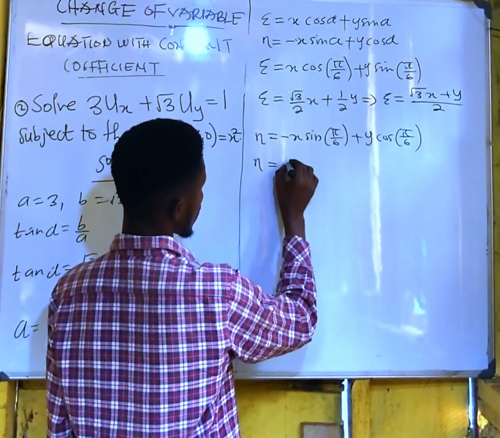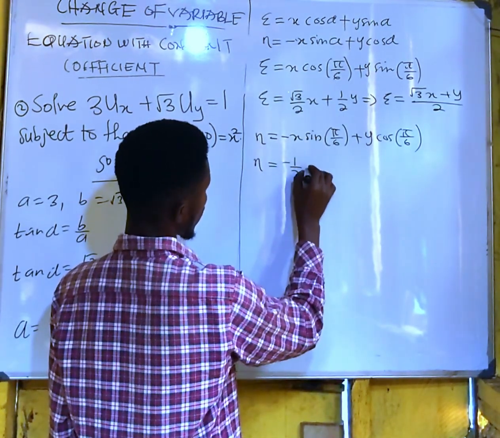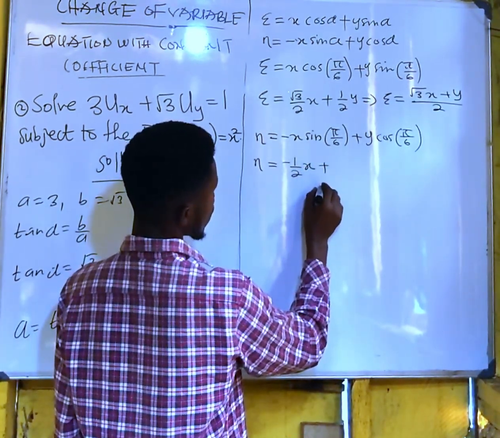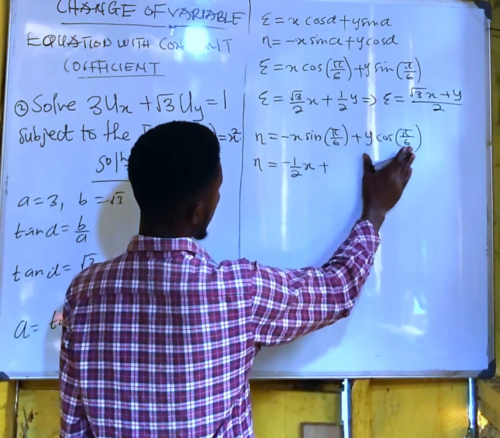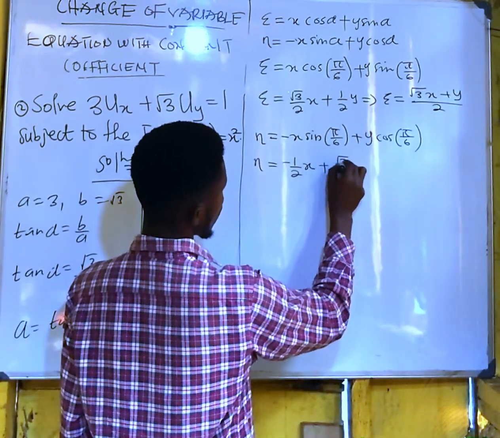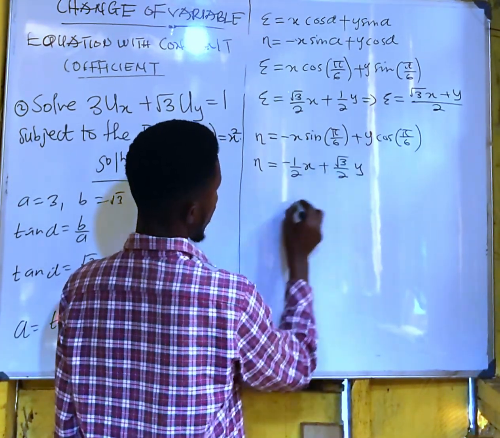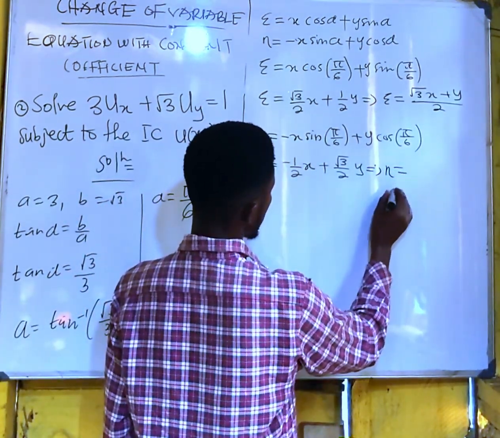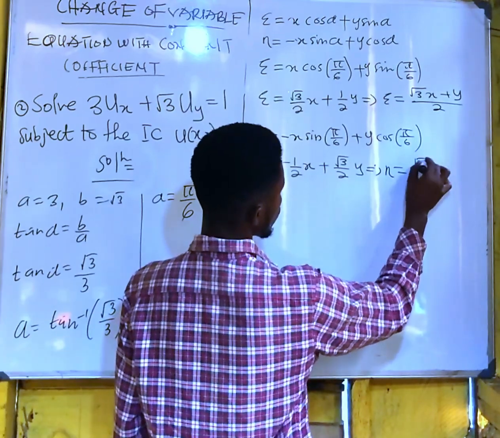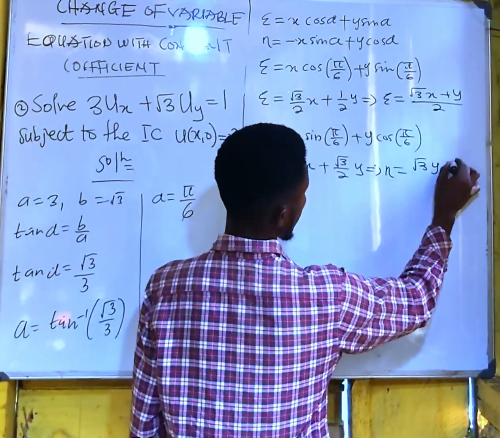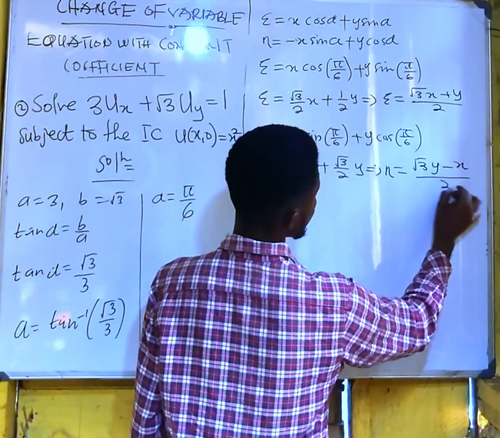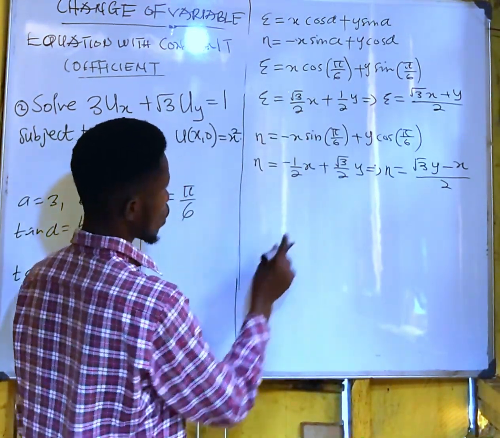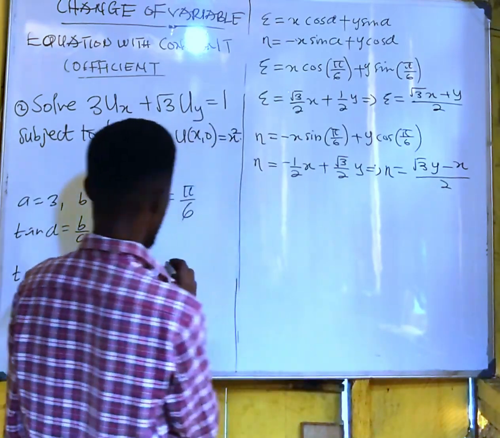So this will give us negative 1 over 2x plus cos pi on 6, which is root 3 over 2y. So this implies that my eta is going to be (root 3y minus x) over 2. Is that okay? So this is what I have.